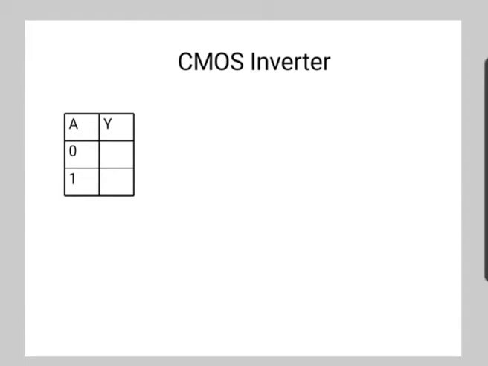So here the CMOS inverter is shown. There are two inputs, that is 0 and 1. Y is pulled low by the turned-on NMOS device, and the NMOS is the pull-down device, and Y is pulled high, that is Y will get 1, when the PMOS device is turned on. So the PMOS is the pull-up device.